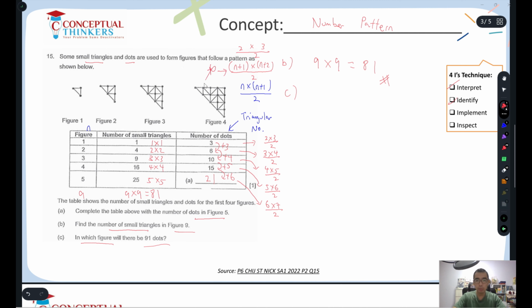This works. So I'm going to use this formula to get to the answer. I know that n plus 1 times n plus 2, if I take the whole thing divided by 2, will give me 91.